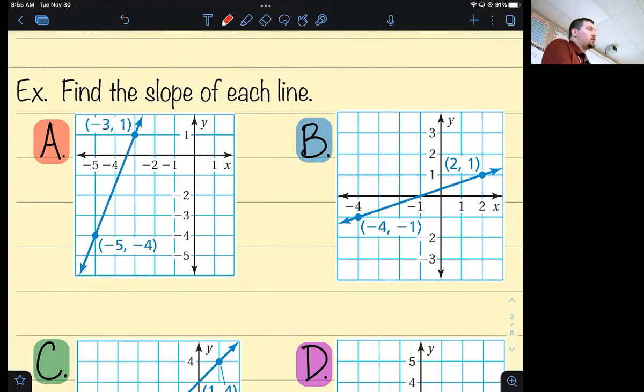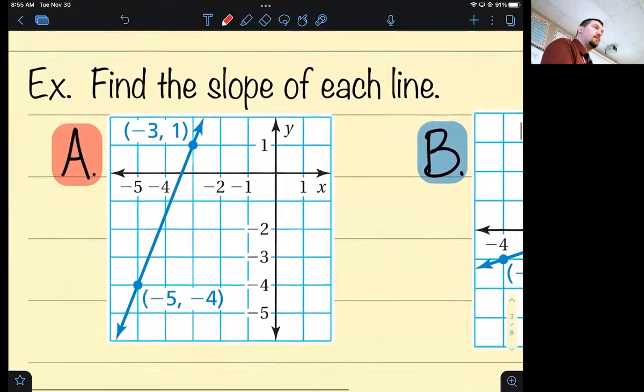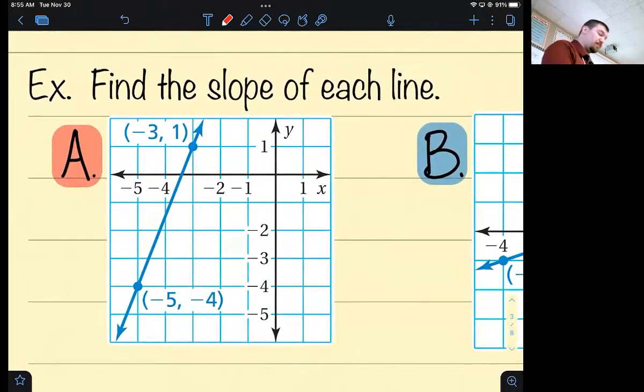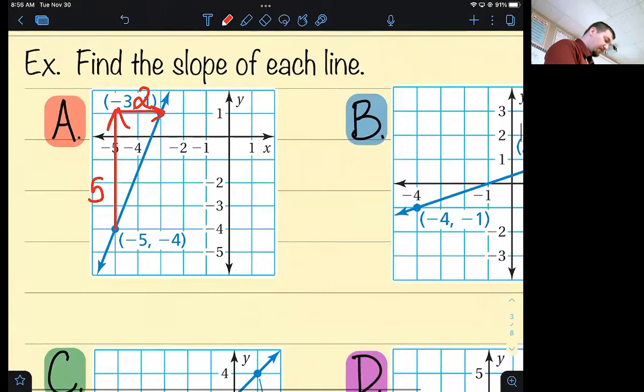Is anyone willing to share what they got for example A? Branson. That is correct. Nice job. What did you say after that? You said 5/2, and then you said, but not negative, right? The reason it's not negative is because you're traveling up 5, which is a positive direction, and you're traveling right 2, which is also a positive direction. So you just write this as 5/2.